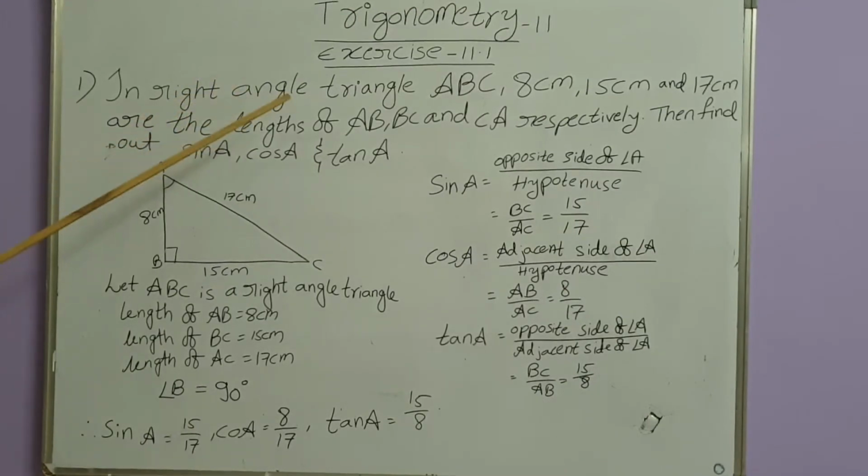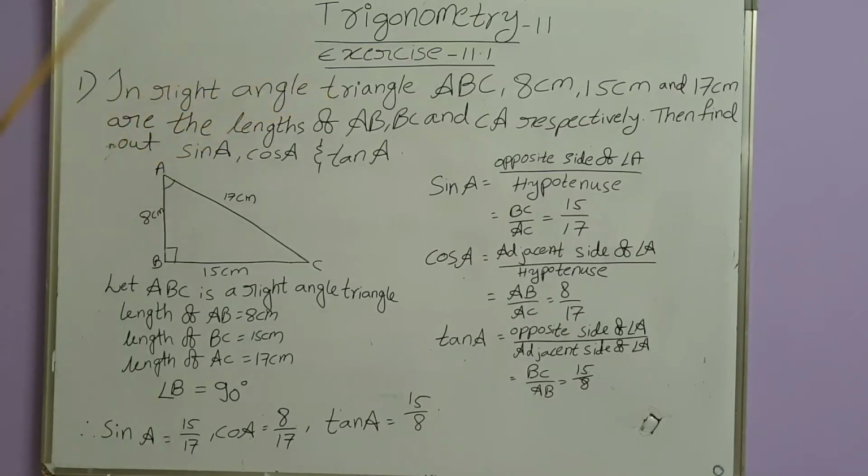11th chapter, Exercise 1, first question. In right angle triangle ABC, 8 centimeters, 15 centimeters and 17 centimeters are the lengths of AB, BC and CA respectively. Then find sin A, cos A and tan A. The given triangle ABC is a right angle triangle, which means angle B is 90 degrees.